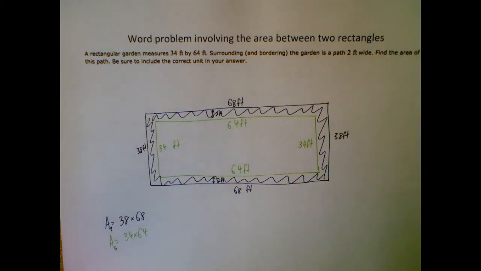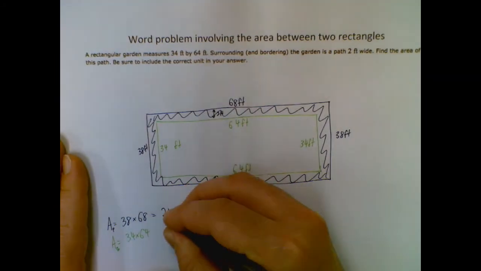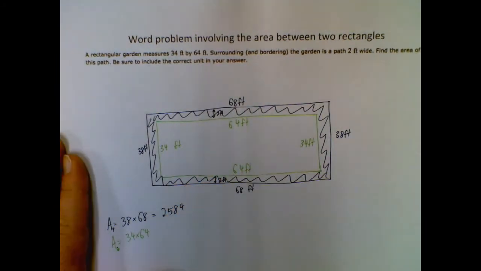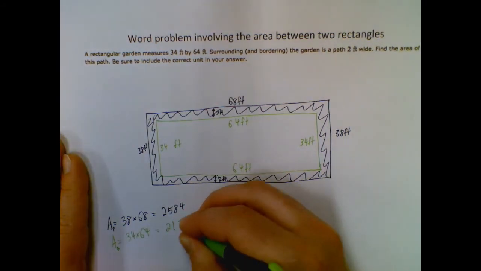So let's grab my calculator here. So 38 times 68. You're also welcome to do this by hand if you feel so inclined, but I don't see any reason to. So 2584. Then I also have 34 times 64 for my smaller one, which is 2176.